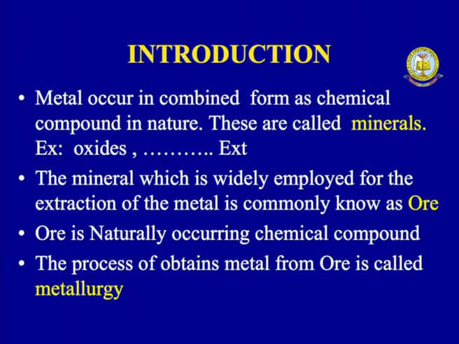An ore is a naturally occurring chemical compound. The process of obtaining metal from ore is called metallurgy. This is the correct definition of metallurgy. Metallurgy means the process of obtaining the metal from ore.